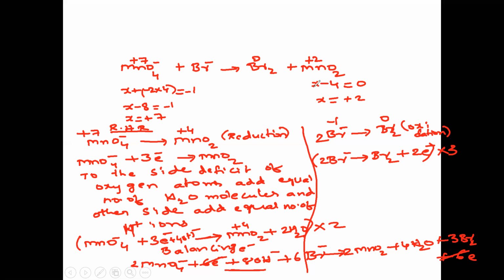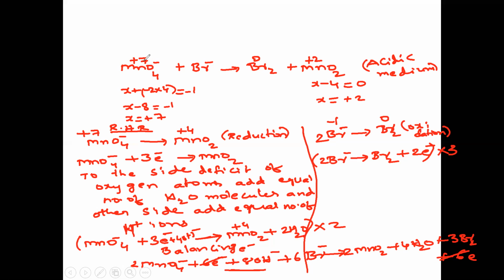Again, I'm explaining this. MnO4 minus plus Br minus gives Br2 plus MnO2. This is the skeletal equation, and they have given that it is in acidic medium. So the numerical is given in the case of acidic medium, and I'm doing the same thing here. The first step is writing the oxidation states of all the elements in the given reaction, both reactants as well as products.